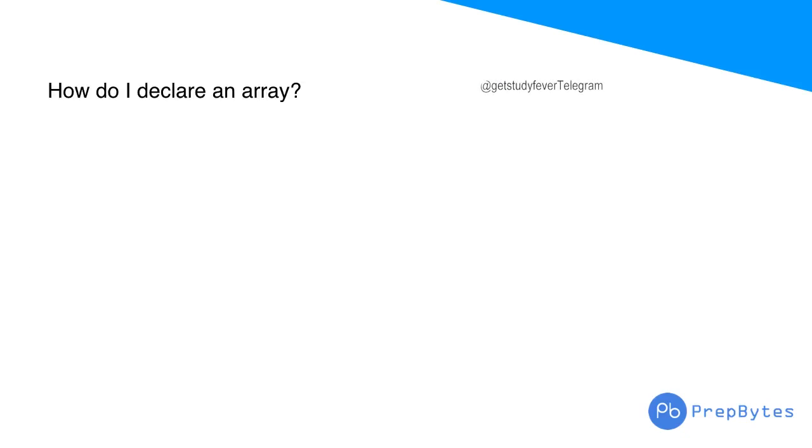So the very first question is, how do I declare an array? If we talk about the similarity between arrays and variables, just like we declare a variable, we need to declare an array to use in our code, right? So the first question is, how do I declare an array?